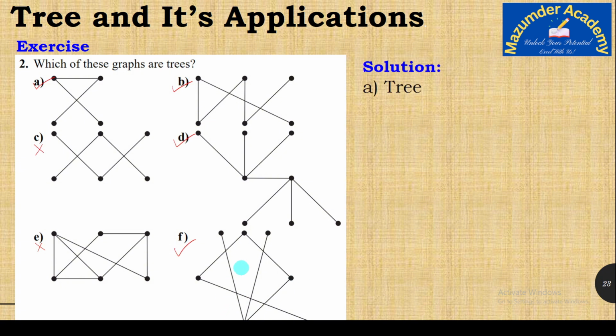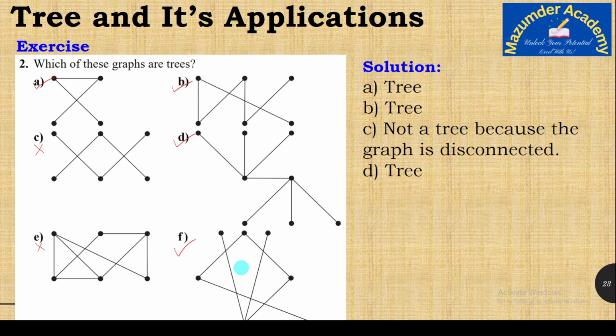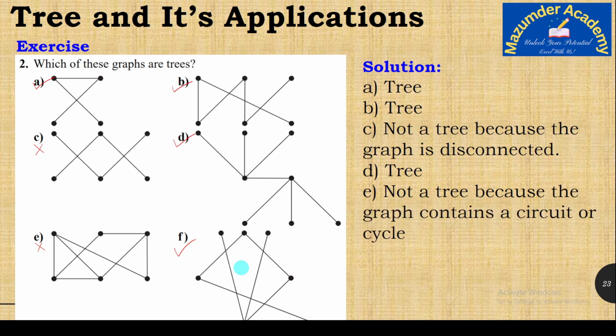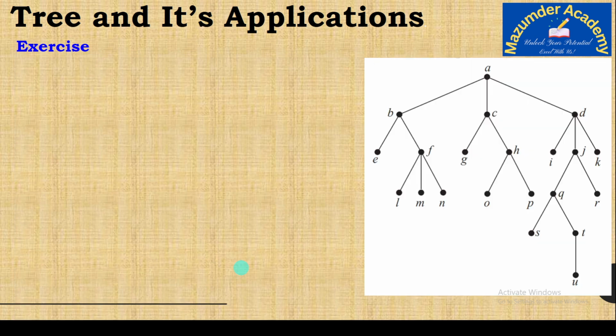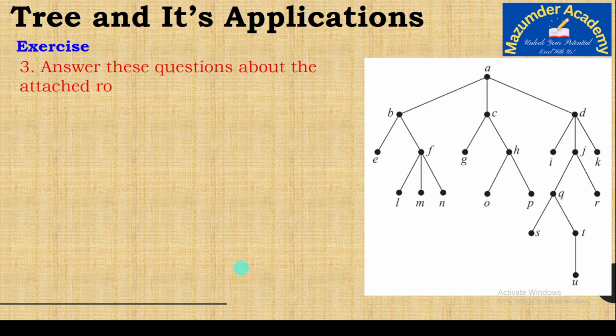So the answer: A is a tree, B is a tree, C is not a tree because the graph is disconnected, D is a tree, E is not a tree because the graph contains a circuit or cycle, and F is a tree. So I hope you now understand how to identify whether a graph is a tree or not. Now we will move a little further with the exercise questions. There is an example graph attached with the question, and we have to answer a few questions based on this graph.